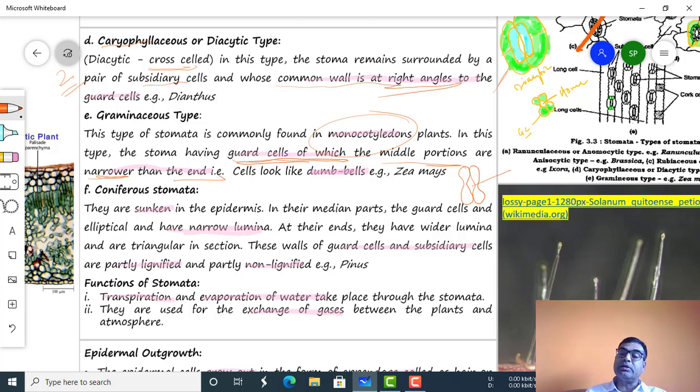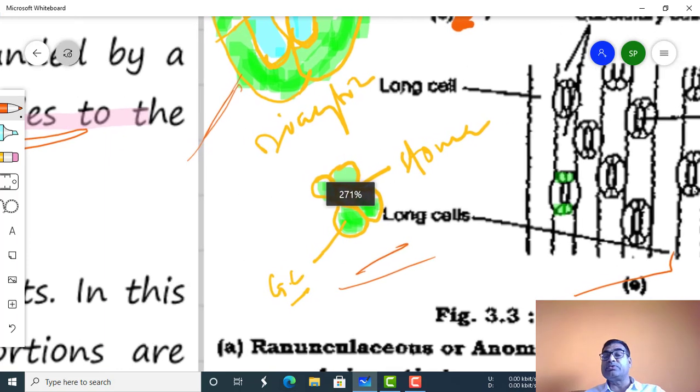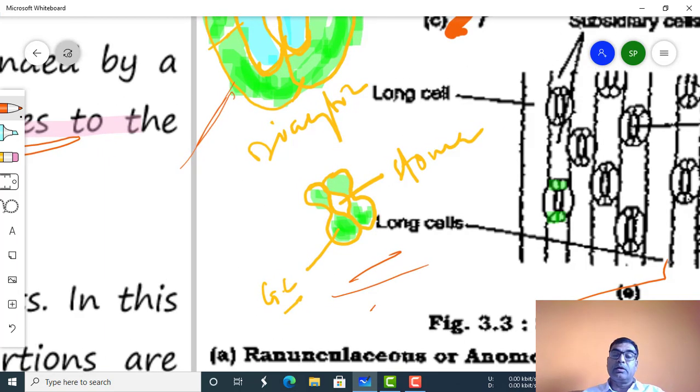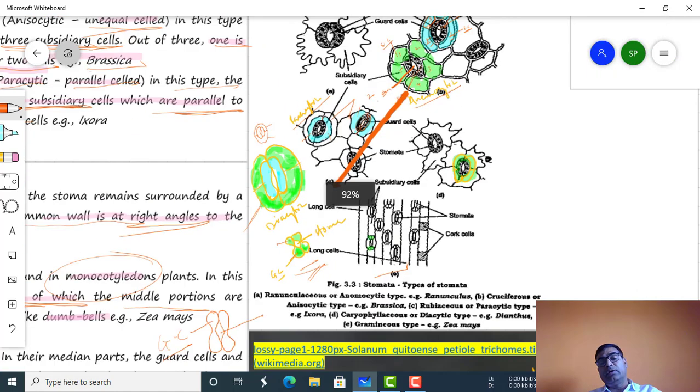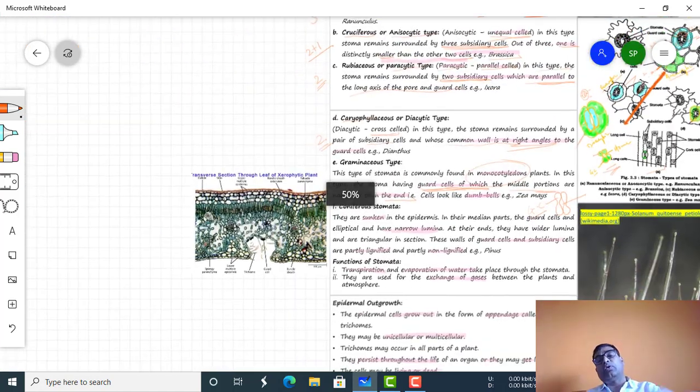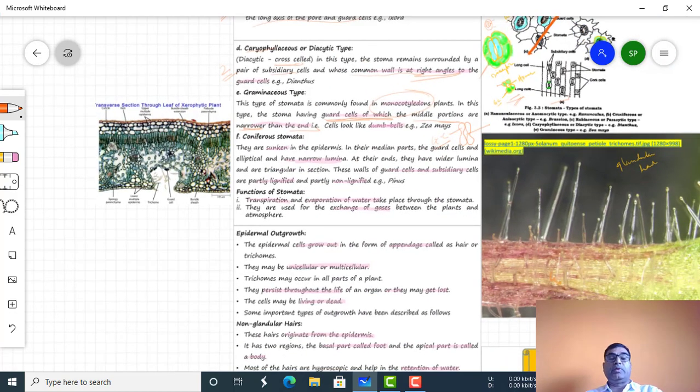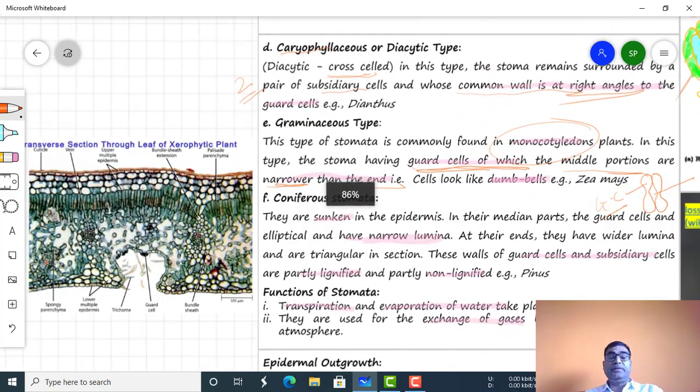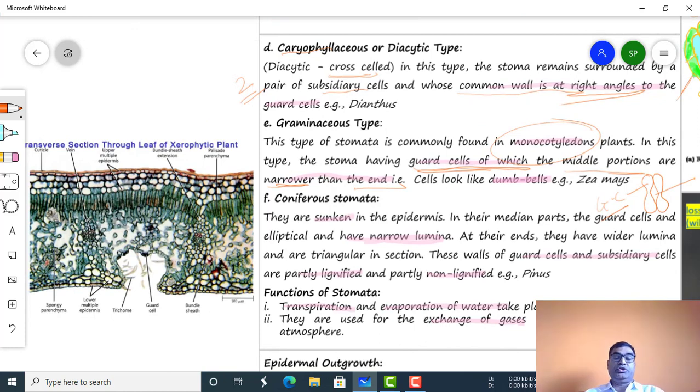So this is a stomatal pore or aperture, and these are the guard cells. If you see this one figure, this one is a monocot stomata or gramineous type of stomata, where guard cells are dumbbell shaped. And the last one, one more typical type of stomata, is called the coniferous type of stomata.